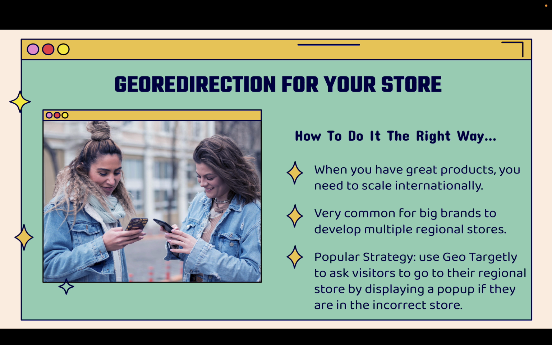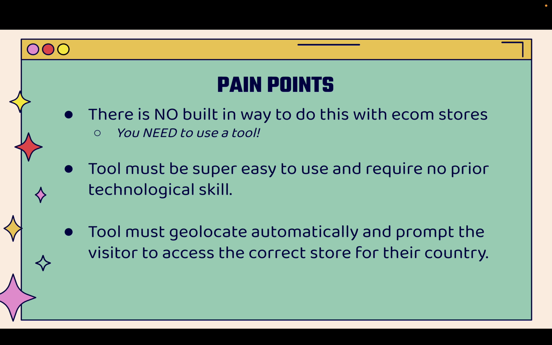And a real popular strategy is to use GeoTargetly to ask visitors to go to their regional store by displaying a pop-up if they're in the incorrect store. It's all about using built-in geo redirection to identify where they're browsing from, right? What country they're from, what region they're from. And then if they're in the wrong store, we'll get them into the right store ASAP. And there are definitely some pain points if you want to implement this strategy, because there's absolutely no built-in way to do this with any of your e-com store platforms.